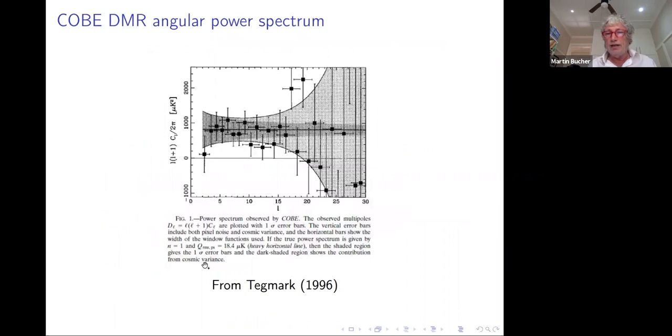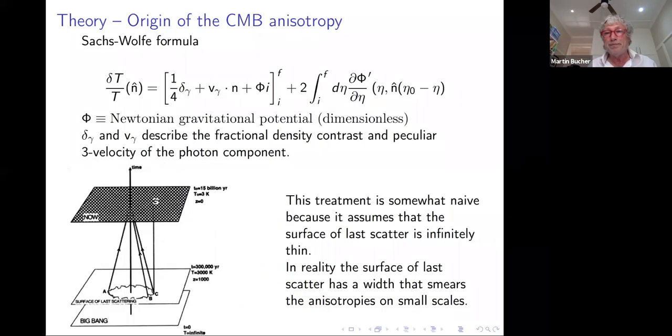Okay, this is the low-L spectrum as seen by COBE, and you can see that there are these huge error bars and things fall apart. So this was a very exciting time. This is when I entered the field, and everyone was trying to guess, well, what is the continuation to L of a few hundred and a few thousand? Let's talk about the Sachs-Wolfe formula.